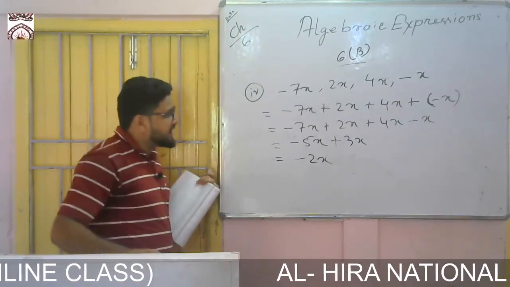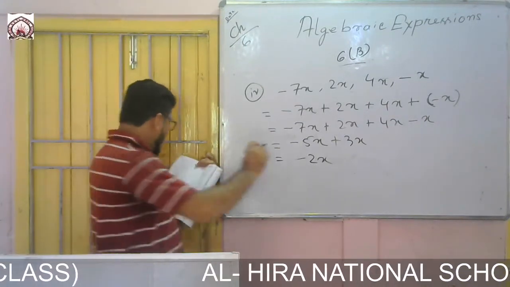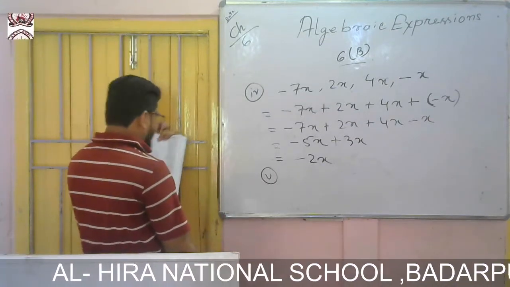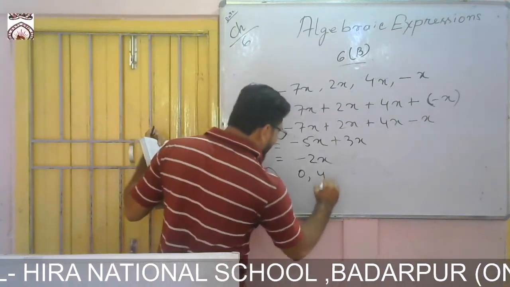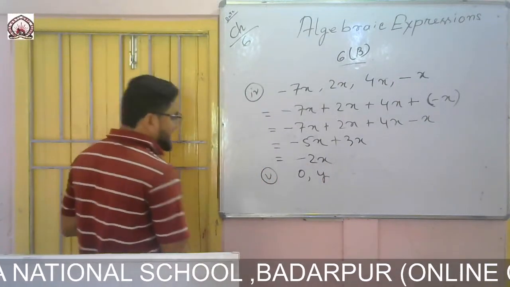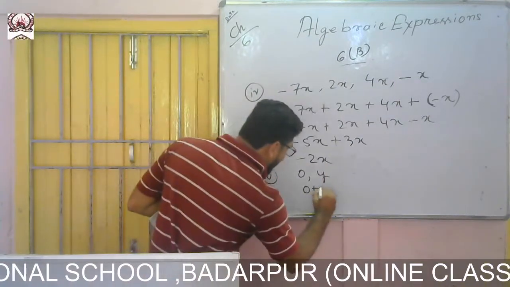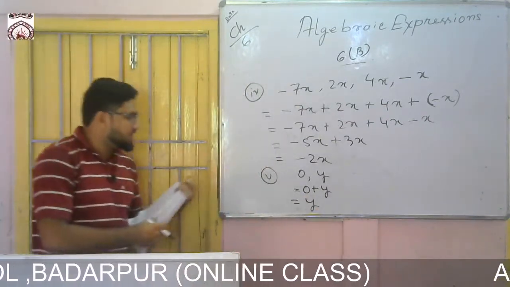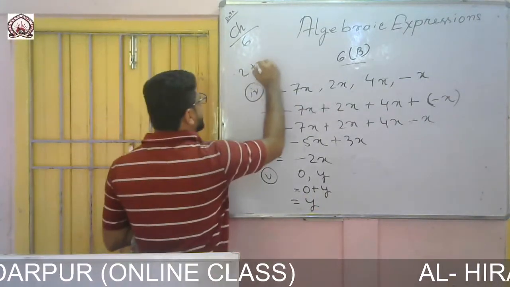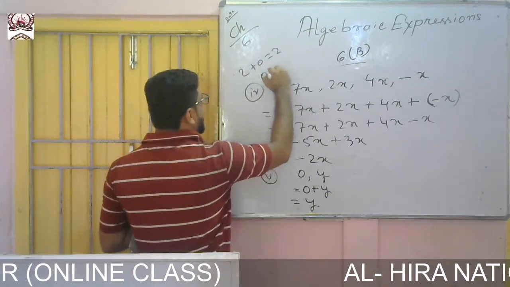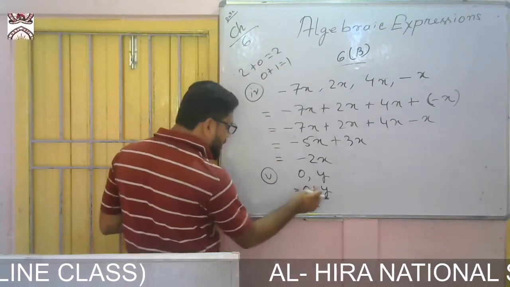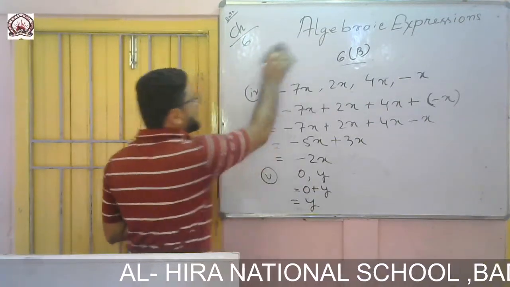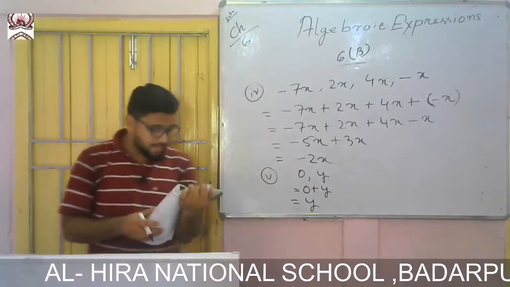Now come to question number 5. So in 5, what is there? 0 comma y. So it is very easy. If we add, then 0 plus y will be y. We know that 2 plus 0 is 2, then 0 plus 1 is 1, then obviously 0 plus y will be y. Understood?